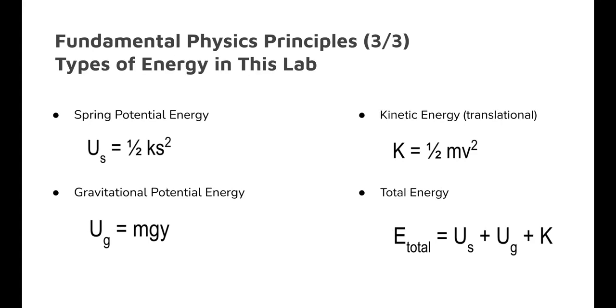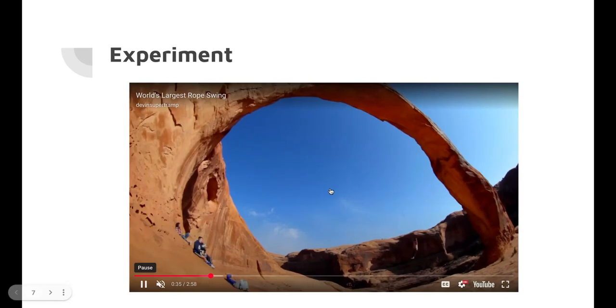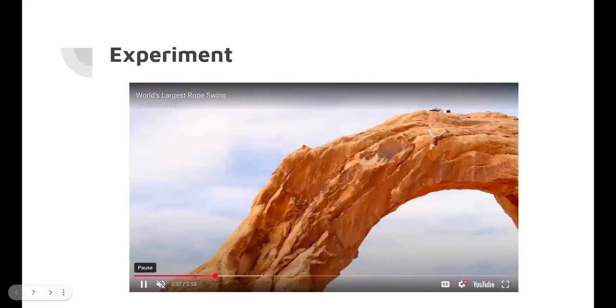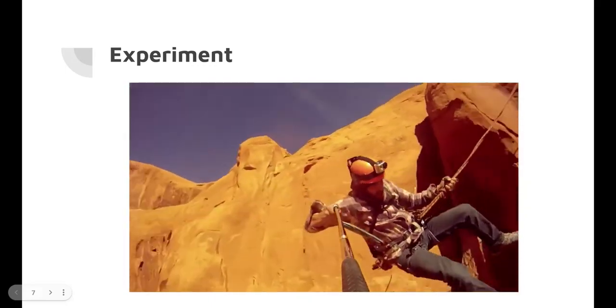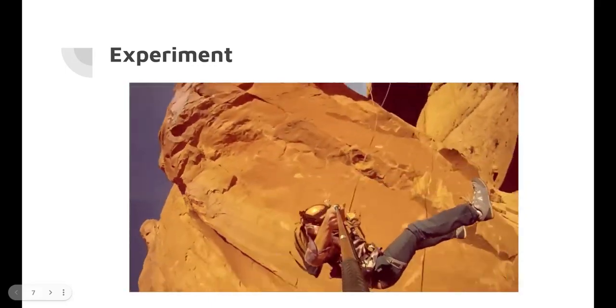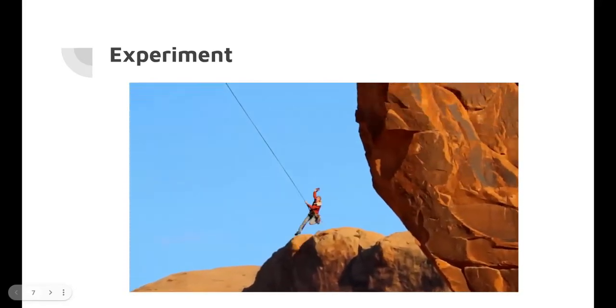These are the types of energies in this lab: spring potential energy, gravitational potential energy, and translational kinetic energy. Here's the experiment. And there you can see the rope is tight.